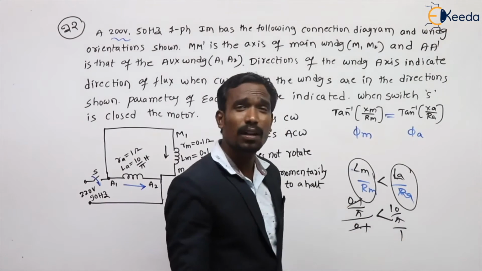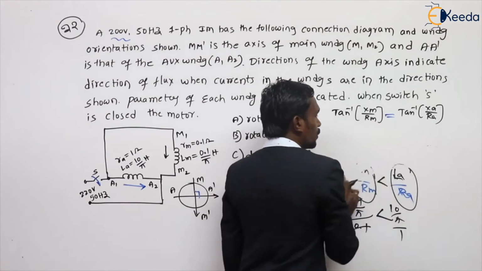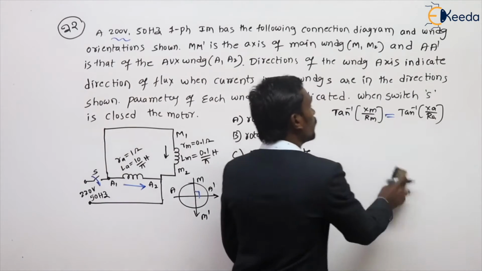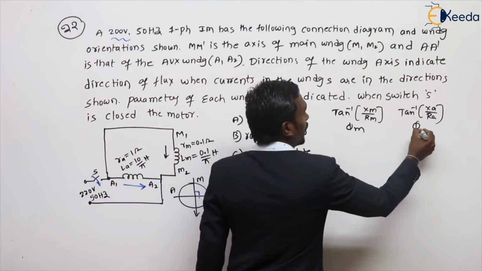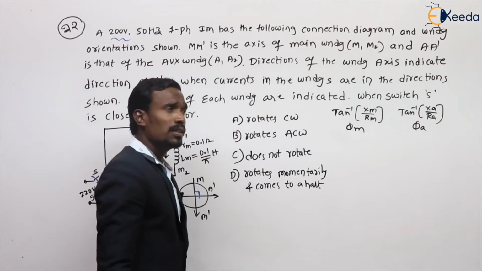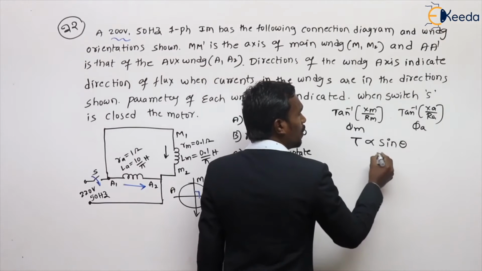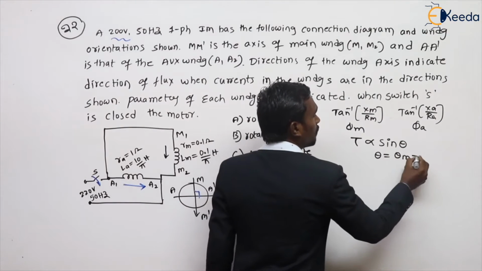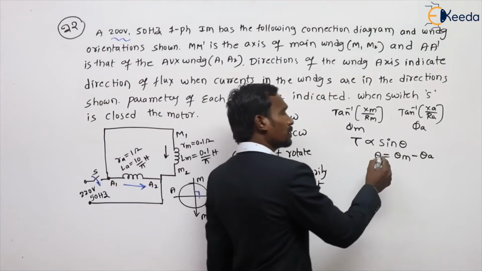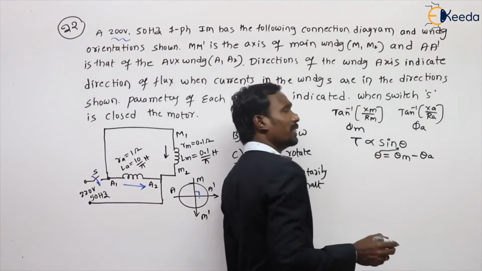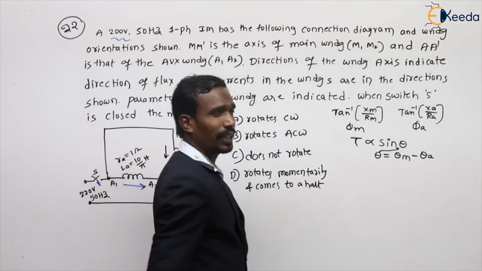But this may not be 100% sure. You must follow the first equation only. Find theta m and theta a and then calculate. Generally, the torque T is directly proportional to sine theta, where theta is theta m minus theta a. You have to substitute this theta here. Then you can find the torque, and then you can say clockwise, counterclockwise, or no rotation.